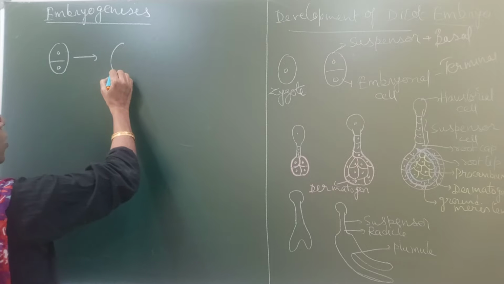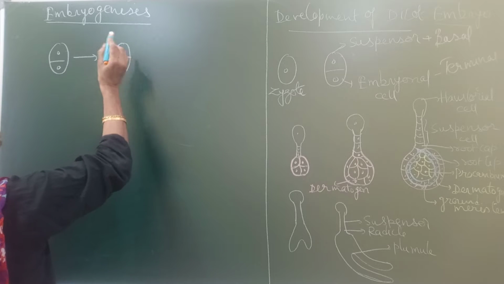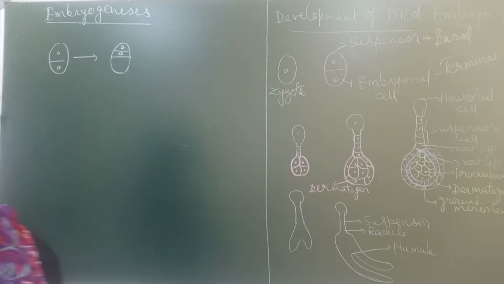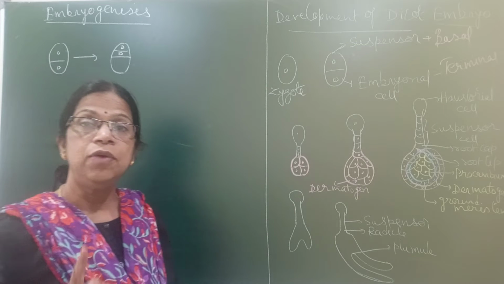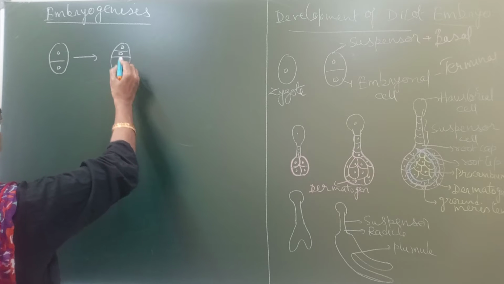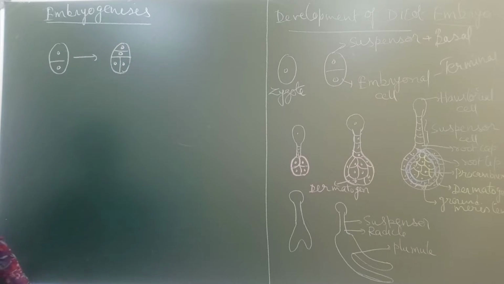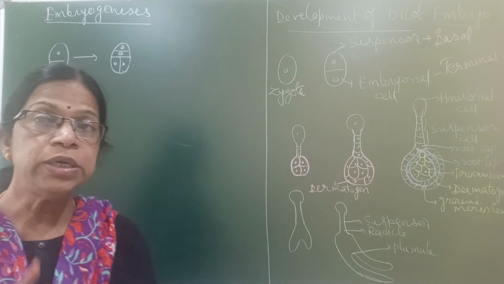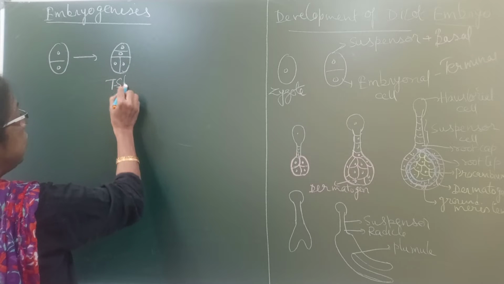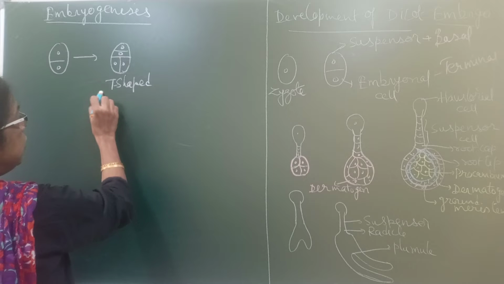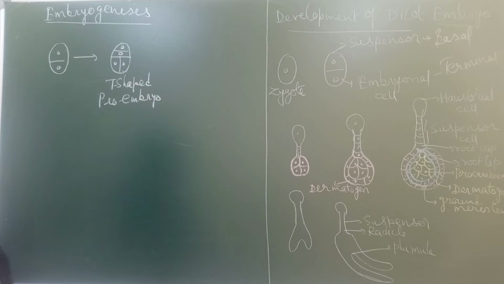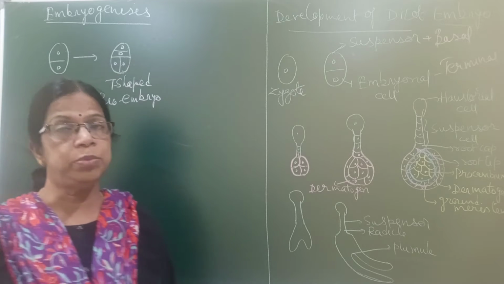So this upper cell or suspensor cell will undergo one transverse division. Remember, the upper or basal cell will undergo one transverse division, and the lower cell, which we call the terminal cell, will undergo one longitudinal division. So after one transverse and one longitudinal division, we find that a T-shaped embryo is formed. This T-shaped embryo is called the proembryo.